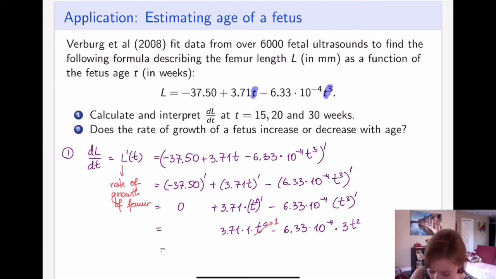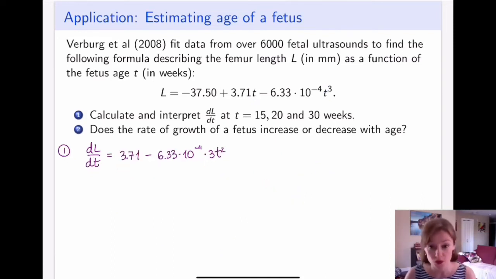So altogether here, I'm going to have 3.71 minus 6.33 times 10 to the negative 4 times 3t squared. And this is my derivative.